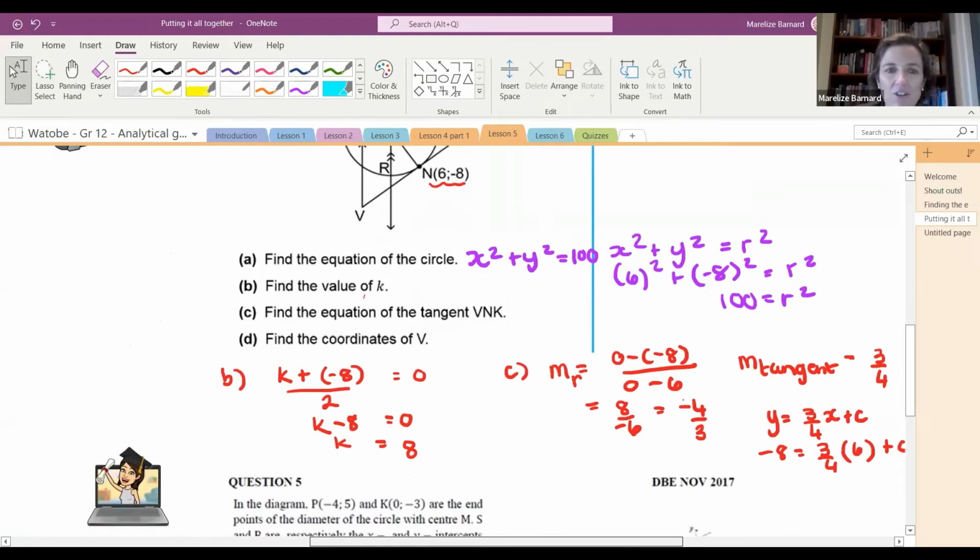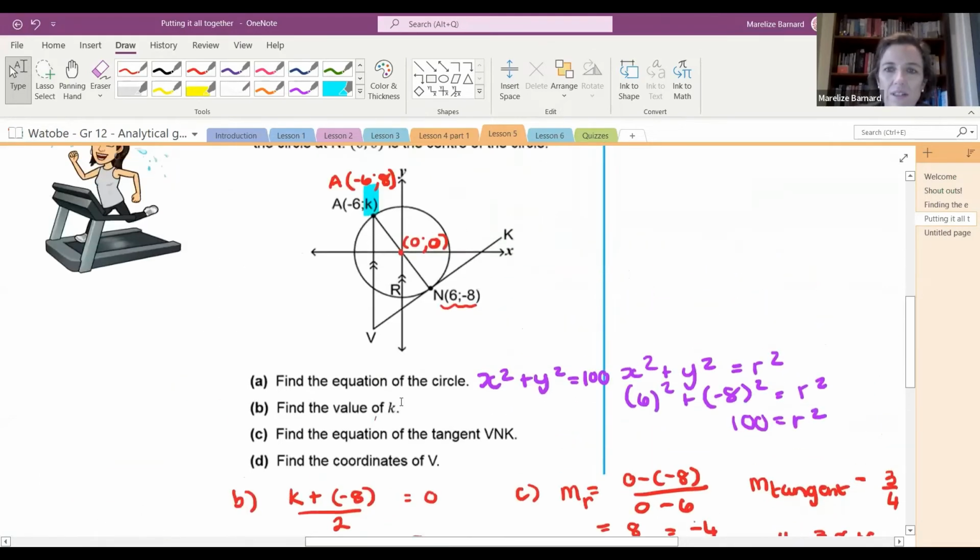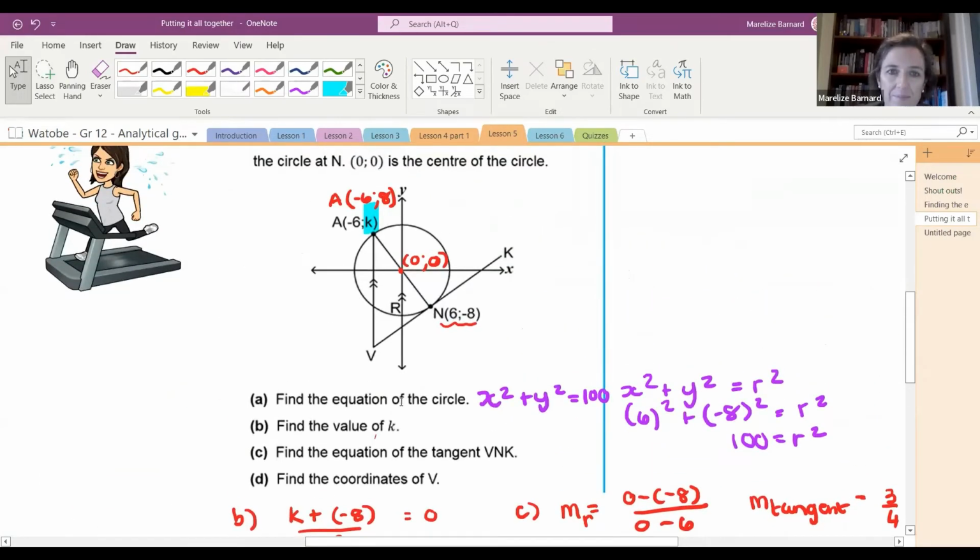Okay, our last question is to find the coordinates of V. I wonder who can do this one. Has anyone tried it? Does anyone have the coordinates of V yet? Ms. Coco, has anyone posted them? Not yet. Okay, well, we do need to do a bit of reasoning here and a bit of thinking.